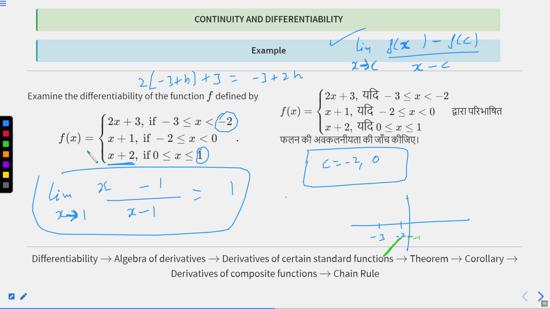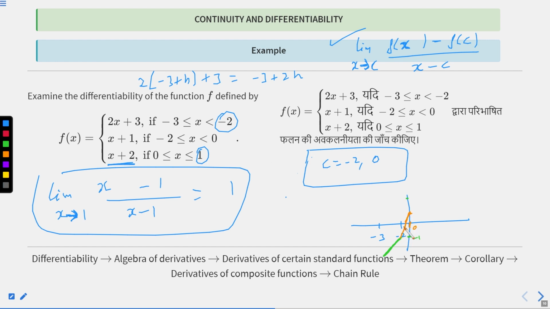Now for minus 2 to 0, your graph will be x plus 1. When x is 0, y is 1. At x equal to minus 1, it will be 0. And for minus 2, it will be minus 1, as you can see. So your graph will be like this.